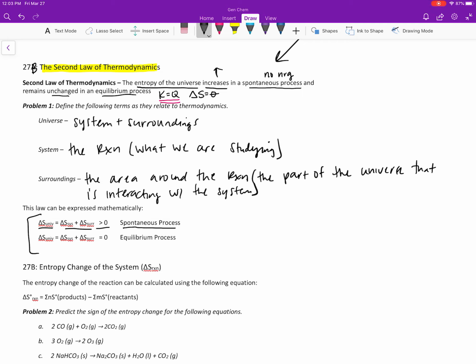Now, the entropy of the universe will equal zero when we're at equilibrium. So we know this is where K and Q are equal to each other.